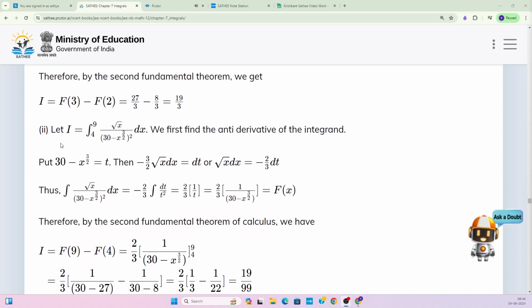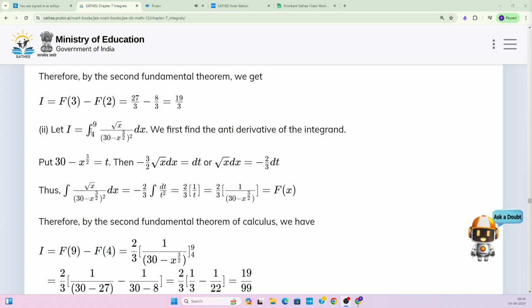Now second, evaluate the definite integral from 4 to 9 of root x divided by (30 - x^(3/2))² dx. Now the first thing is to find the indefinite integral. So let's see how you are going to find the indefinite integral. We will be using the substitution method.